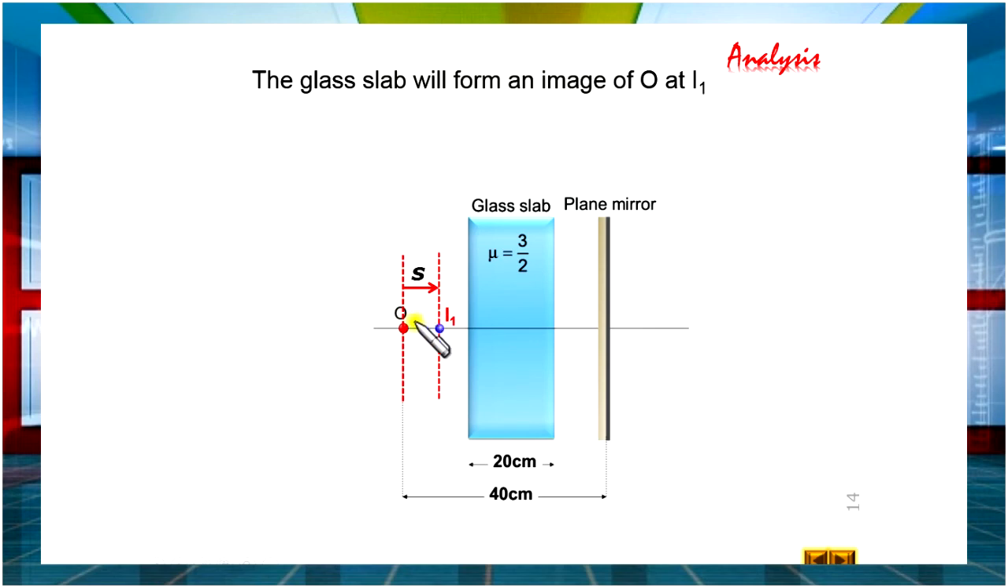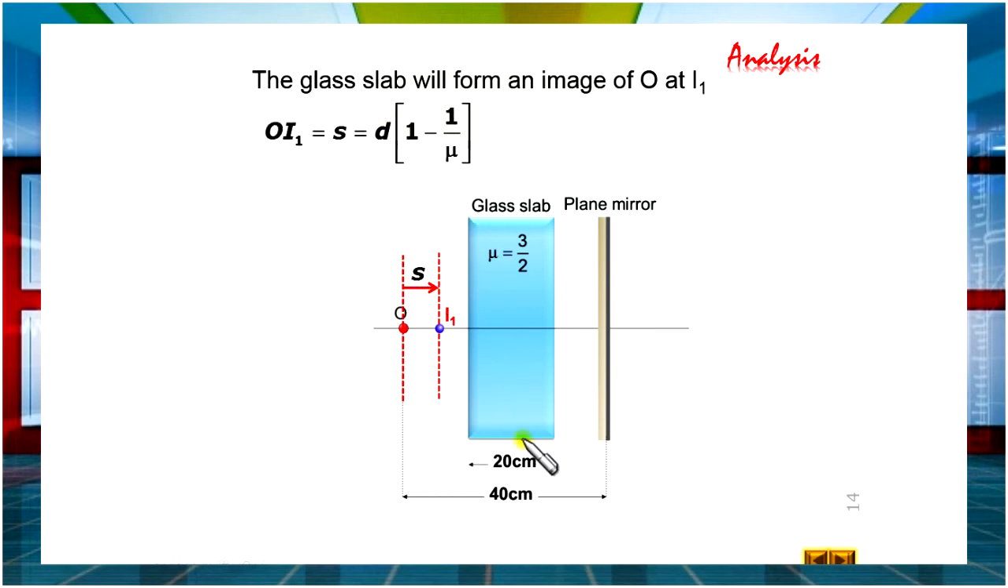So let us calculate the value of the shifting, that is S, and we know shifting is equal to the thickness of the glass slab multiplied by 1 minus 1 divided by mu r. Mu r is the relative refractive index of the slab with respect to the medium, and here it is mu, and this thickness is 20 centimeter. Let us call this D. So this S, that is equal to OI1, equals D multiplied by 1 minus 1 upon mu, right?